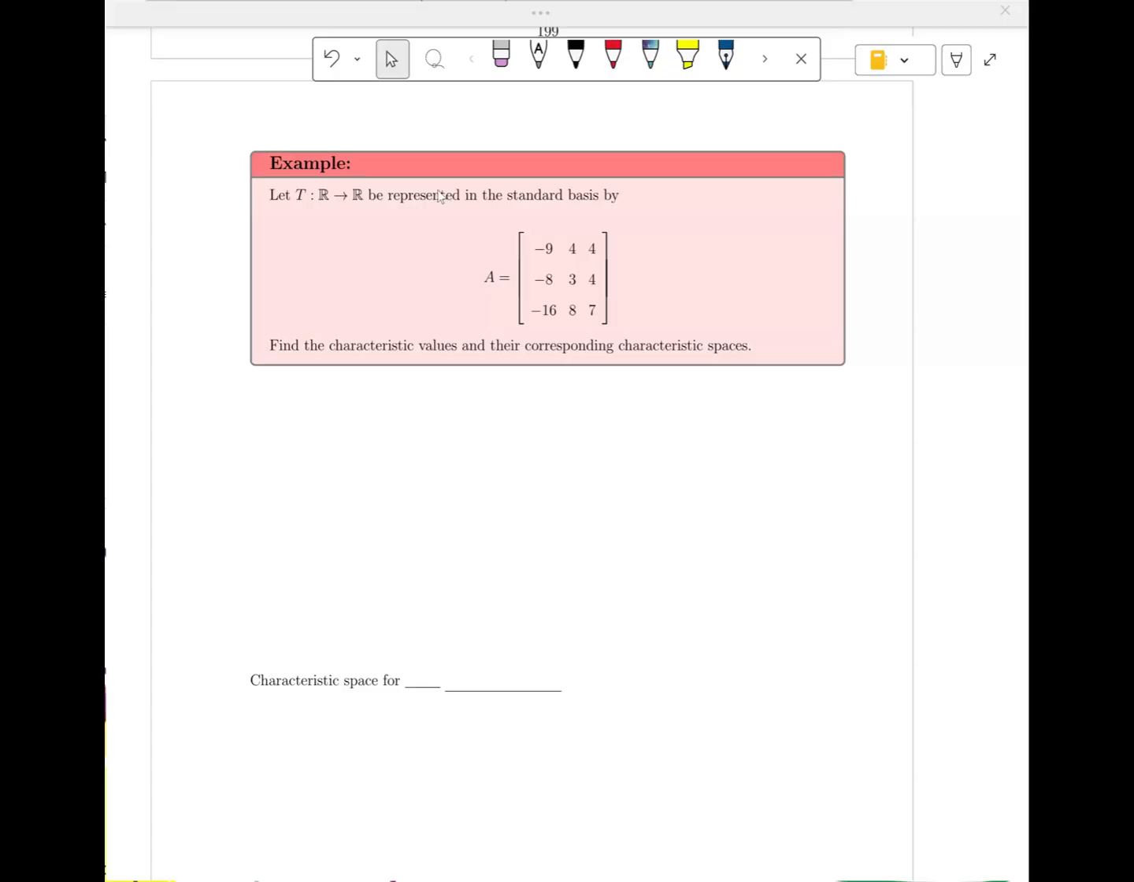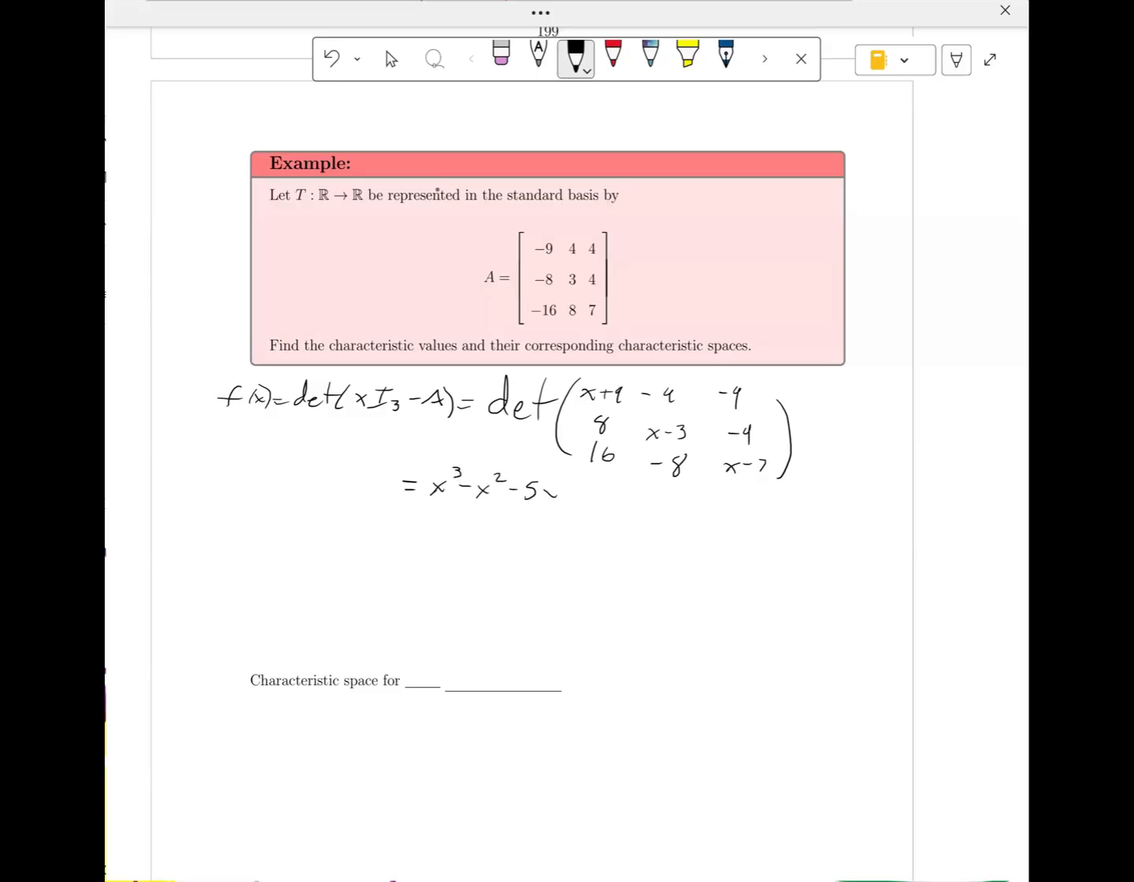We now look at a more complicated example, a 3x3 matrix. So f of x equals the determinant of xI minus A, which equals the determinant of x plus 9, minus 4, minus 4, 8, 16, x minus 3, minus 4, minus 8, and x minus 7. Okay? Now, if you compute your determinant, what you're going to find is that this equals x cubed minus x squared minus 5x minus 3.